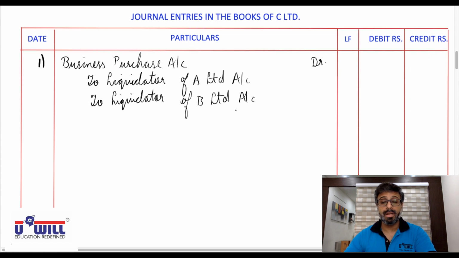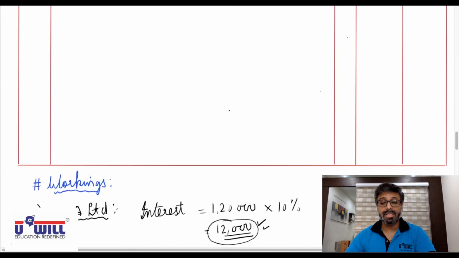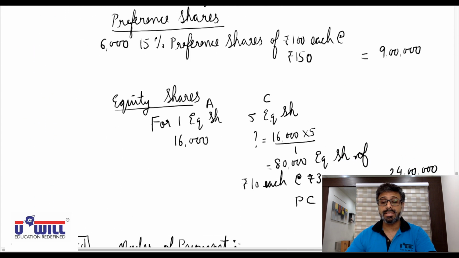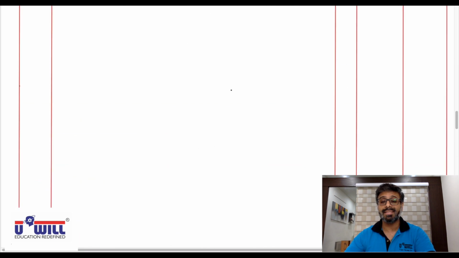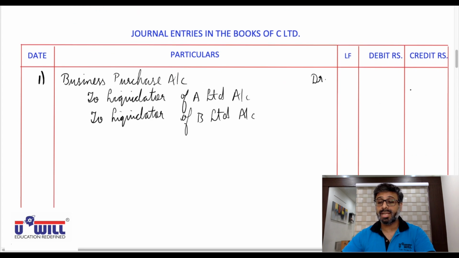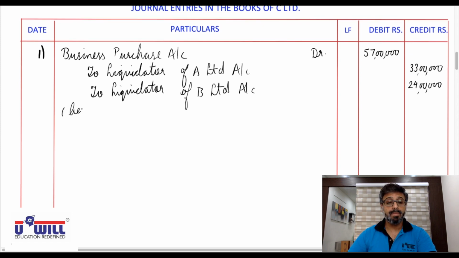Now, what amount is payable we have done in working note 2. All of you can see that for A Limited the purchase consideration is 33 lakhs and for B Limited the purchase consideration is 24 lakhs. So, liquidator of A Limited 33 lakhs, liquidator of B Limited 24 lakhs, and business purchase account debit with 57 lakhs, being business of A Limited and B Limited purchased.